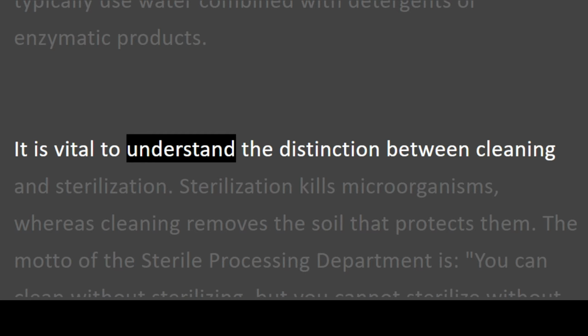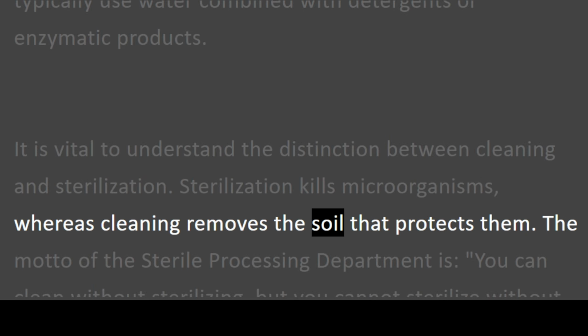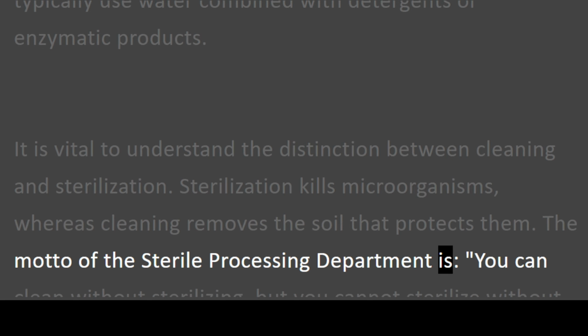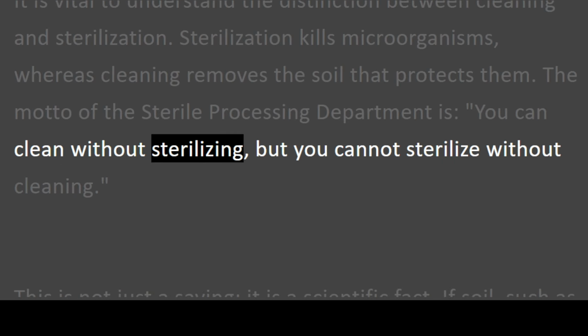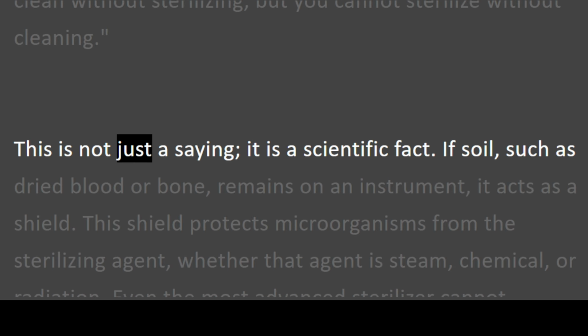It is vital to understand the distinction between cleaning and sterilization. Sterilization kills microorganisms, whereas cleaning removes the soil that protects them. The motto of the sterile processing department is, "You can clean without sterilizing, but you cannot sterilize without cleaning." This is not just a saying, it is a scientific fact.